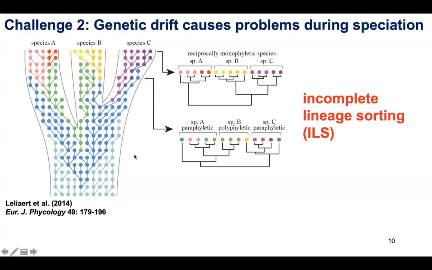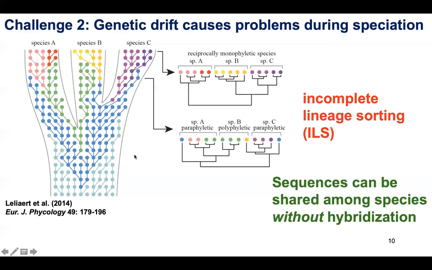And so the problem with incomplete lineage sorting from an analytical standpoint is that it allows for identical sequences to be shared between species without hybridization.